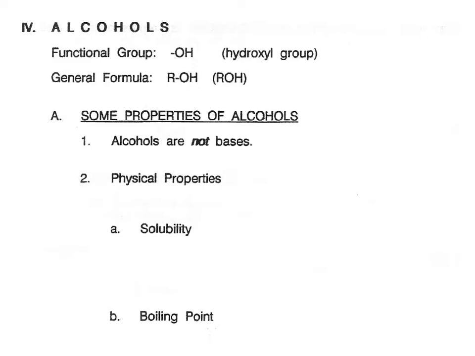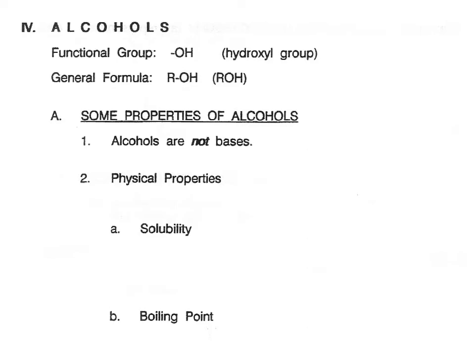Recall that to be a base, it has to start with a metal or ammonium and be ionic. In this case, the alcohols start with carbon and are therefore covalent compounds and cannot be bases. When we test the pH, we find that they are neither acids nor bases, but neutral compounds.